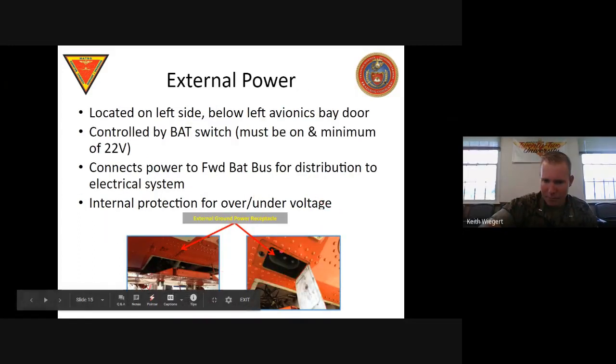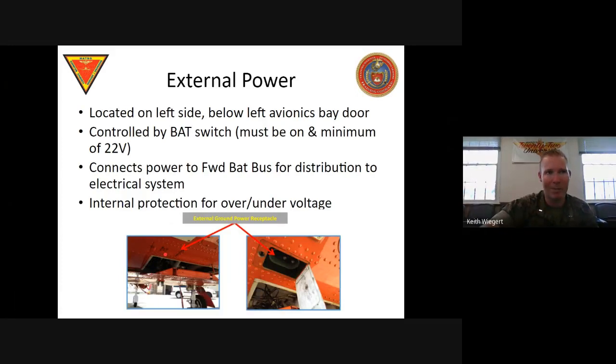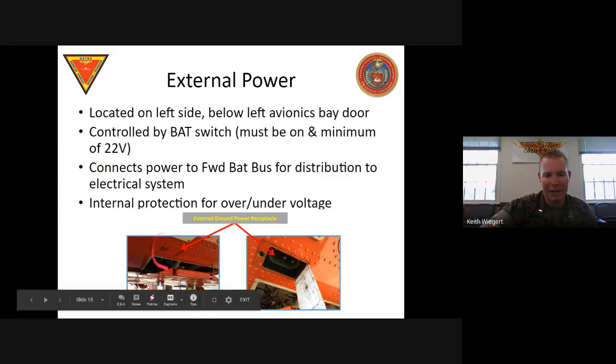External power is back here just behind the speed brake. Whenever you give the signal to the lineman, he's going to go around the left wing and behind the plane, and he's going to plug it in back here. So that's where you're going to get that aux power coming in.